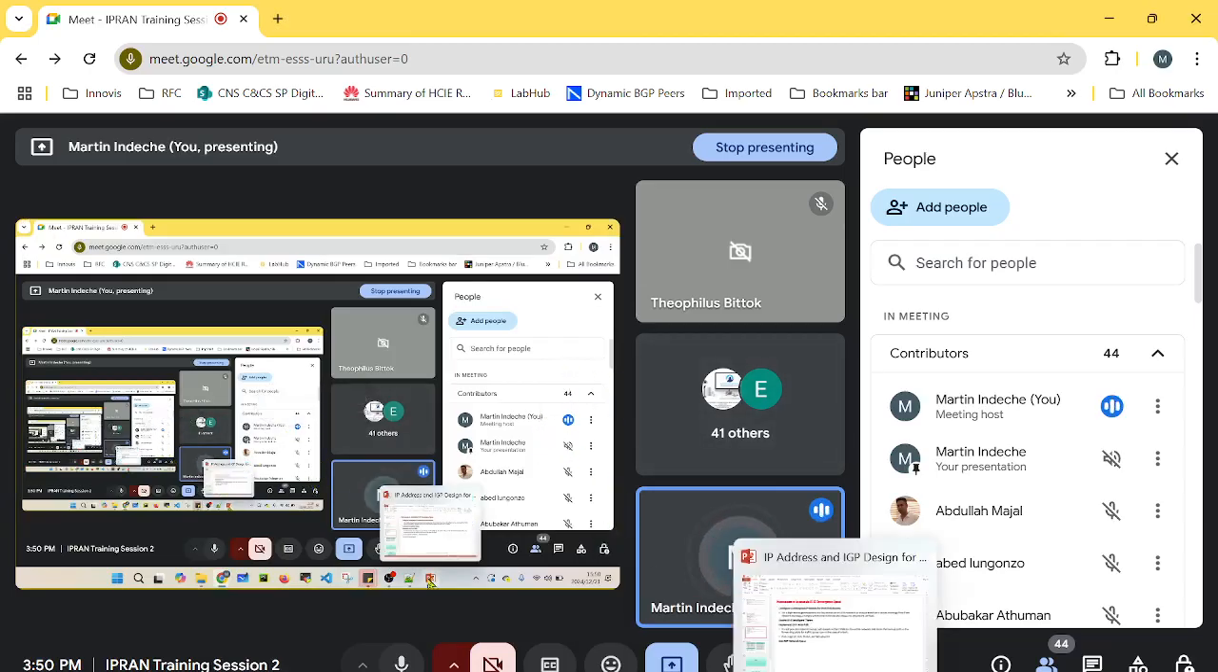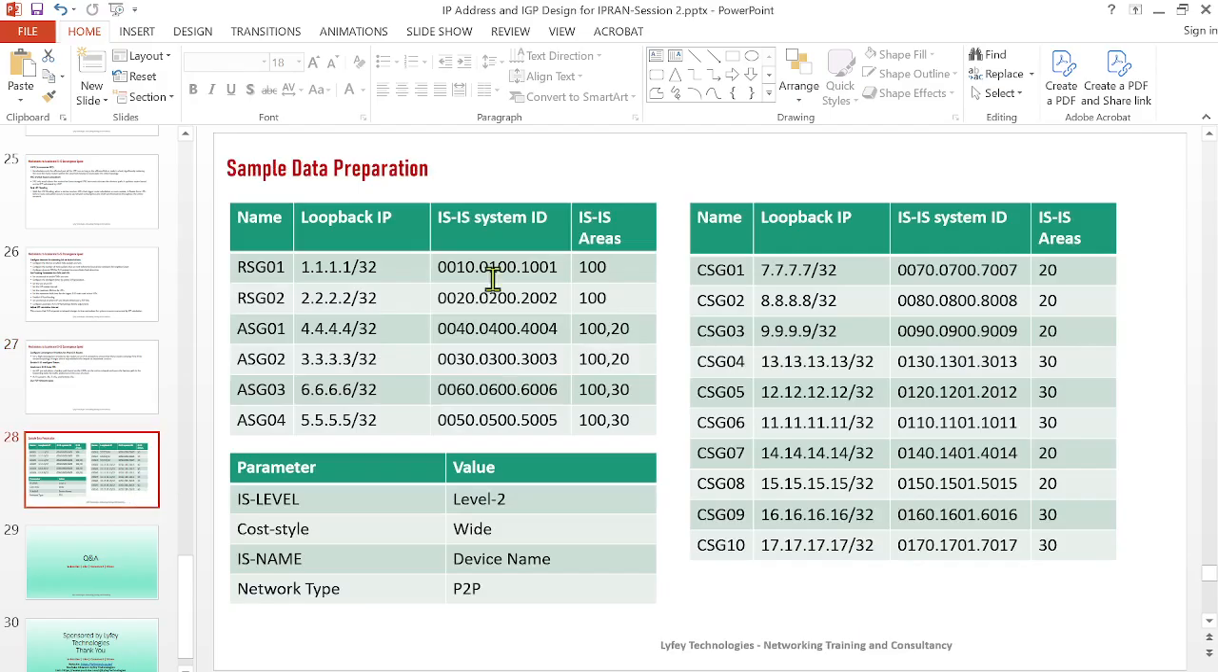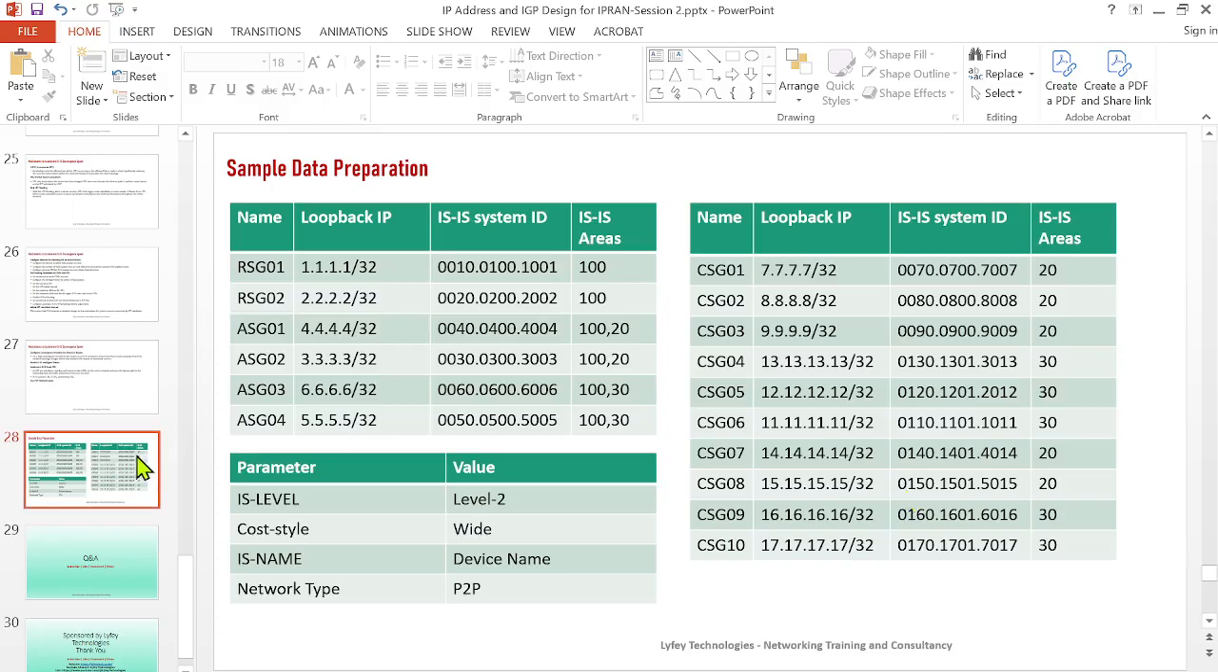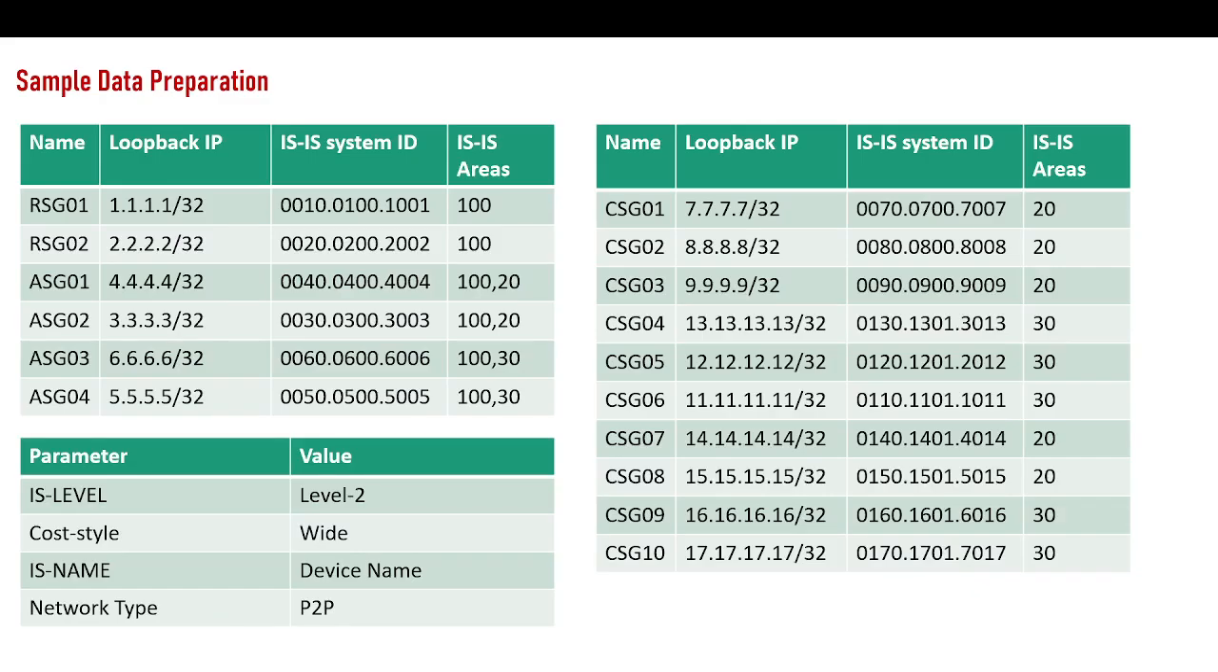Okay, so the last slide of our presentation today has sample data preparation. Of course, there are many other parameters that I haven't captured, but we'll capture them when we are doing the lab simulation. We'll have a separate session where we'll be doing the implementation of how you need to configure this protocol on Huawei and Nokia. So these are just a sample data preparation that you need before you start the implementation.